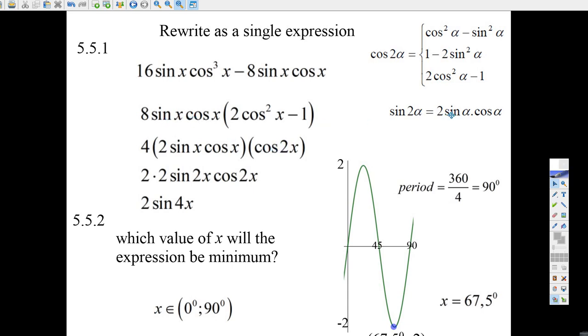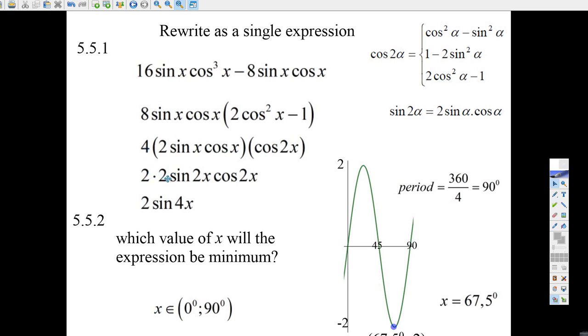Now this sine x cos x, sine angle, cos angle, if I had a 2 in front of there, I could write that down as just a double angle, sine double angle. So what I do is I go 8 is 4 times 2. Now this 2 sine x cos x, 2 sine angle cos angle, it's just sine 2x. Wow, well that's pretty good. Now I've got sine 2x and cos 2x. If I could put a 2 in front of that, I could play the same game again.